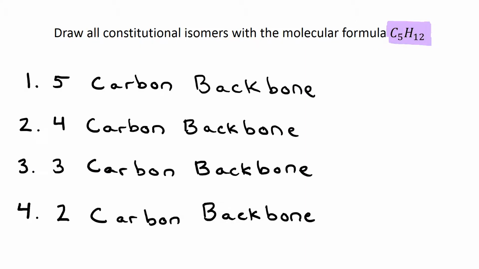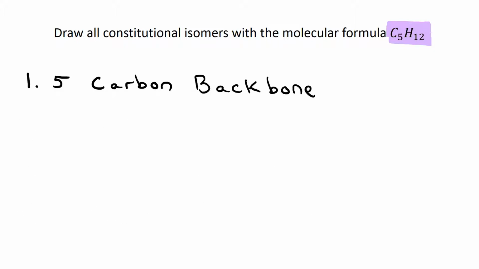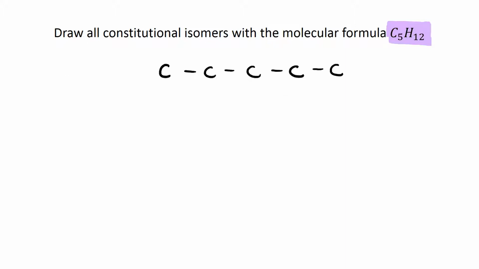So let's see how many ways we can draw a carbon backbone. We have 5 carbons, so let's try a 5-carbon backbone, then a 4-carbon, then a 3-carbon, then a 2-carbon backbone, and draw all the different ways we can connect the atoms with those. So first, 5-carbon backbone. That's if all the carbons are just connected in a straight line. And so here that is.